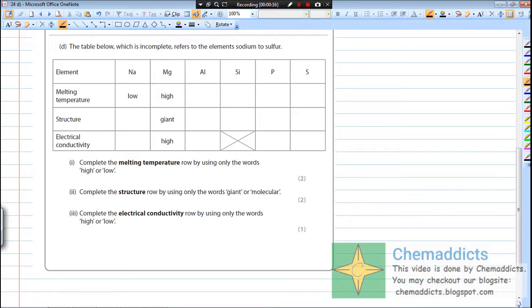So don't worry. Today we're going to study this question, which refers to the structure of elements. Let us first read the question. The table below, which is incomplete, refers to the elements sodium to sulfur. So this moves along period 3.